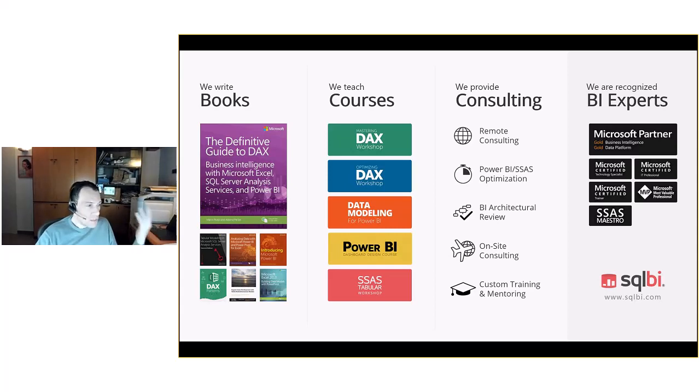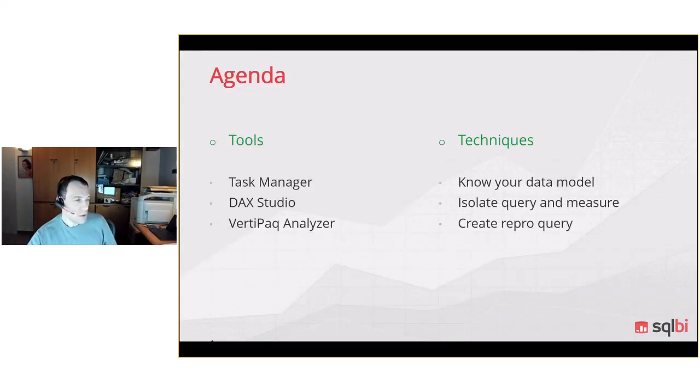My experience is basically about business intelligence with Microsoft technologies for too many years, and I wrote several books, one in particular about DAX, and I also do consulting and training mainly about DAX and data modeling for Power BI, of course Power Pivot and Analysis Services. So the agenda for today is focusing on a few tools and a few techniques that we should learn to use in order to isolate the biggest bottleneck of a performance issue.